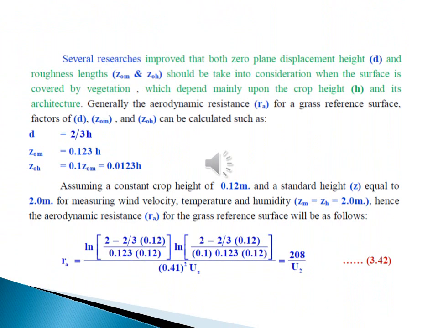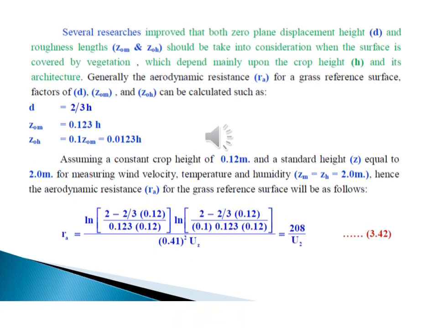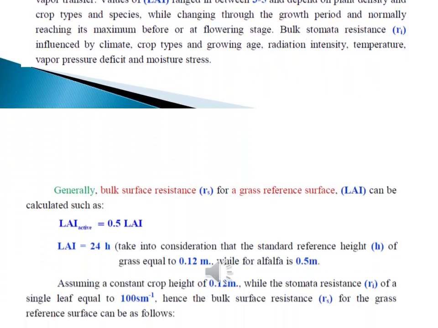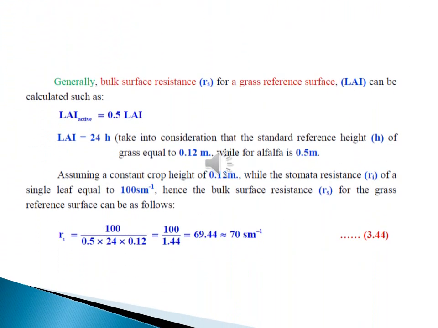For the aerodynamic resistance of a grass reference surface, factors of zero plane displacement height, roughness length governing momentum transfer, and roughness length governing transfer of heat and vapor can be calculated as shown in the enclosed equation. On the other hand, bulk surface resistance can be calculated as shown in the enclosed equation. Anyway, bulk surface resistance for a grass reference surface can be calculated as shown in the enclosed equation.